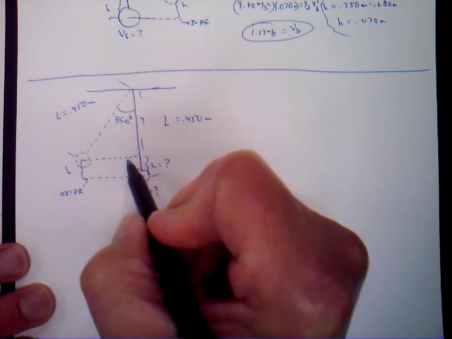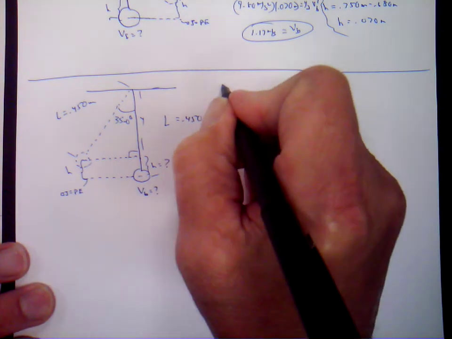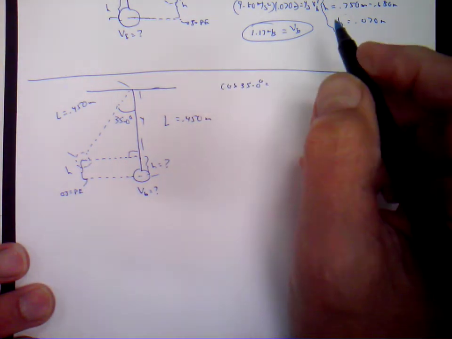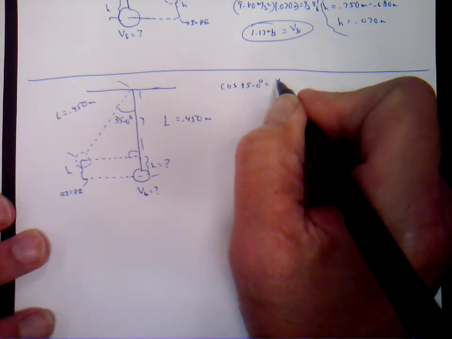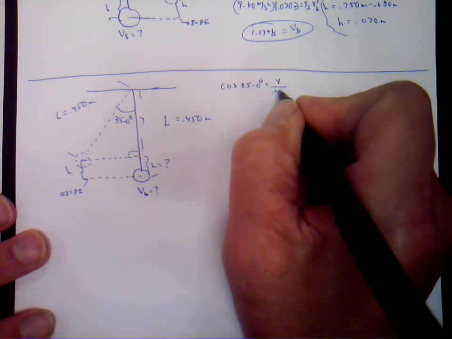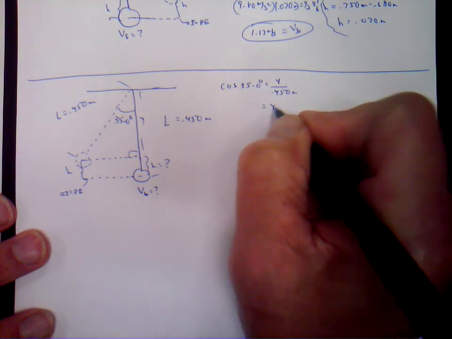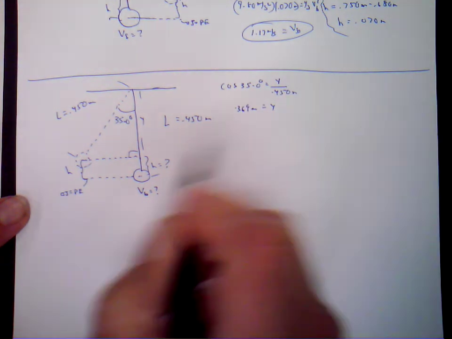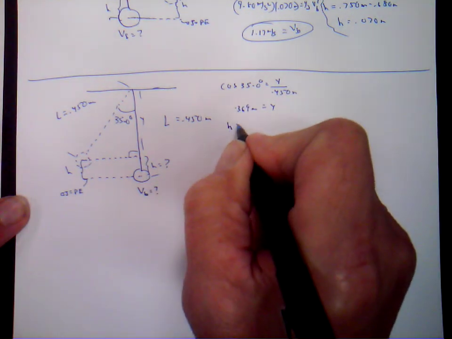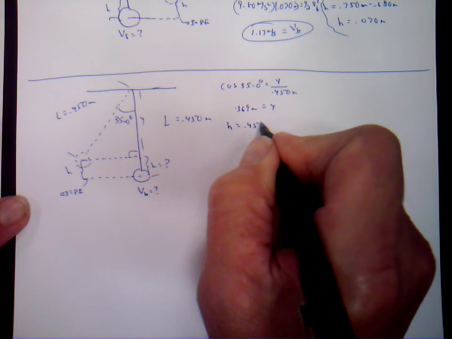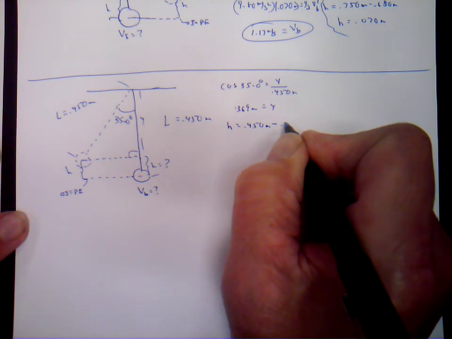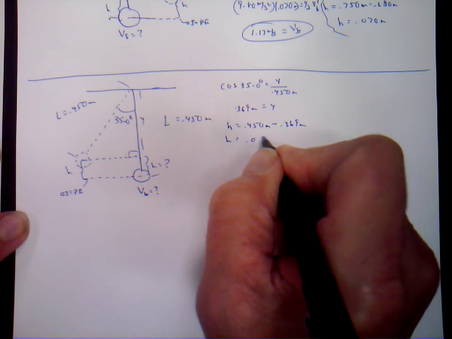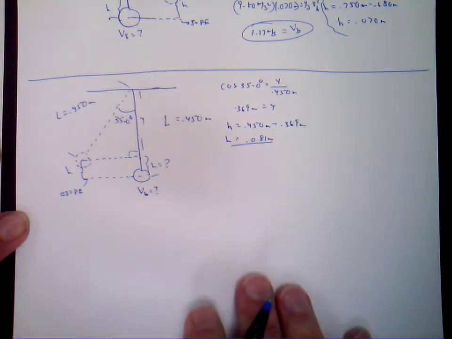So this is the adjacent side. Remember, this is the right triangle. So I'm going to do cosine 35.0 degrees is equal to the adjacent side y over 0.450 meters. We get that y to be 0.369 meters. But we want h. So in order to get h, we have to take the entire length, 0.450 meters, minus 0.369 meters. We get the height to be 0.081 meters. That's the height that we have to use.